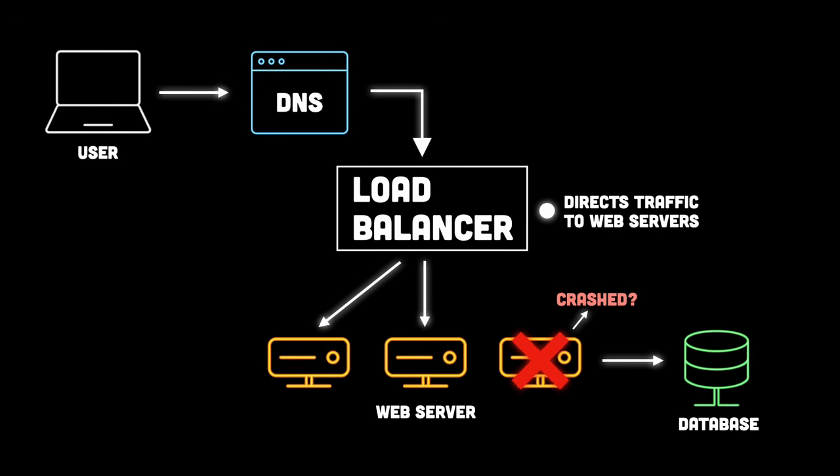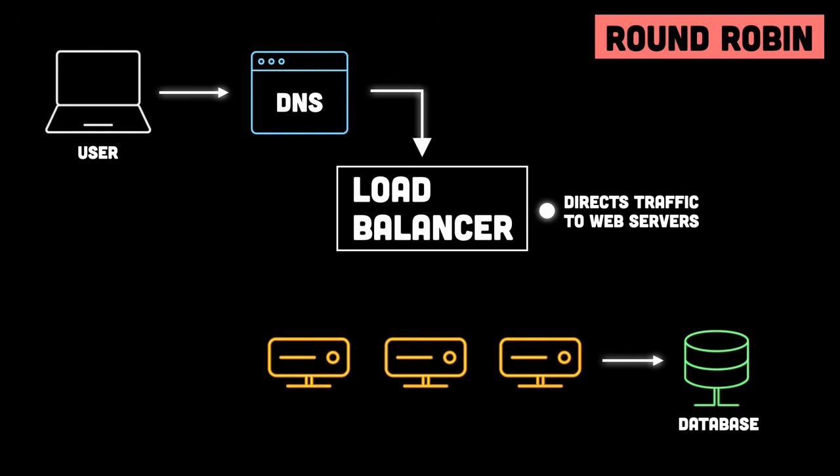There are several ways load balancers decide how to distribute traffic. The most basic method is round robin. That's where the load balancer simply cycles through servers one by one. The first request goes to server A, second request goes to server B, the third goes to server C, then back to A again, and so on. It's like dealing out cards. Simple, effective, but not always smart enough for real-world load.